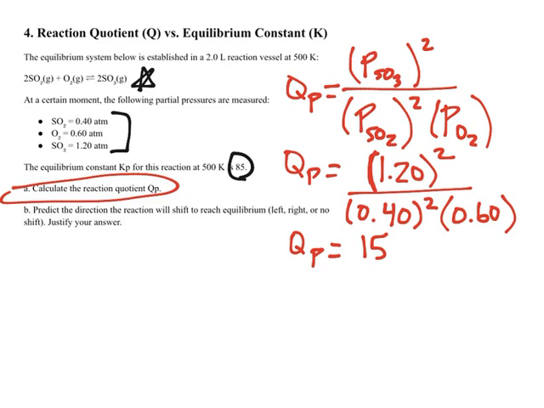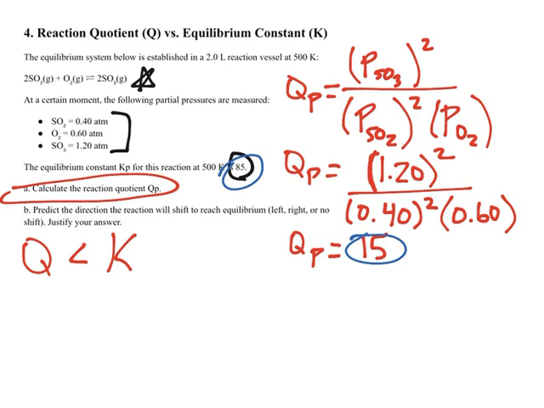Part B, predict the direction the reaction will shift to reach equilibrium, meaning left, right, or forward or reverse, or no shift. Actually, I said that incorrectly, didn't I? Left would be the reverse, right would be forward. Well, what we need to do here is compare Q to K. Q is 15, whereas K is 85. So that means Q is less than K. We do not have as many products yet as we would expect when we hit equilibrium.